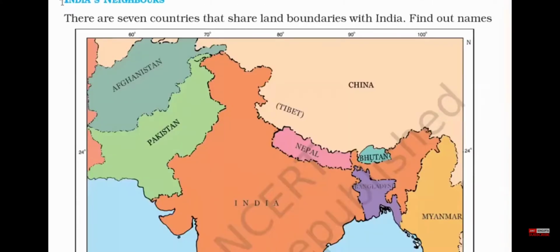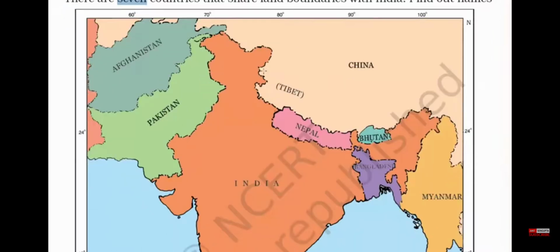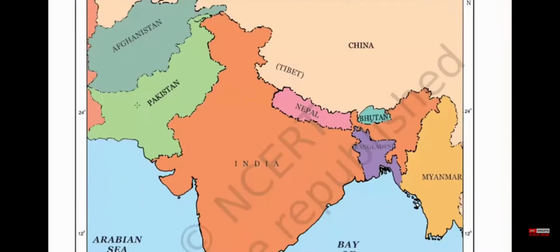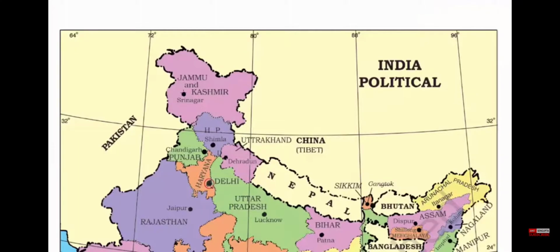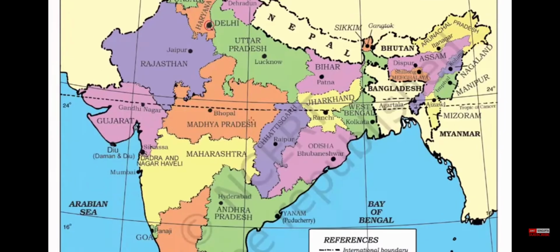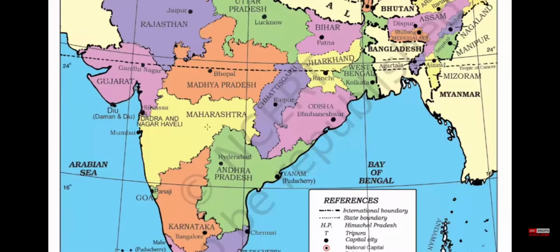Now let's read about few neighbors of India. There are 7 countries that share land boundaries with India. So we have 7 neighbors, and they are Pakistan, Afghanistan, China, Nepal, Bhutan, Bangladesh and Myanmar, however you want to pronounce that. So coming to page number 3, we have a lovely picture of Indian political map. You can see all the state boundaries and also the capital cities associated with the respective states.